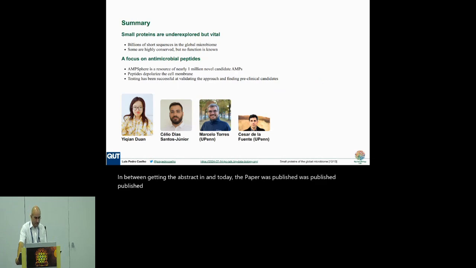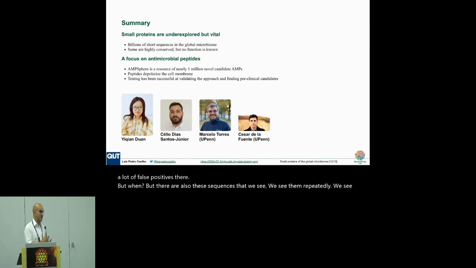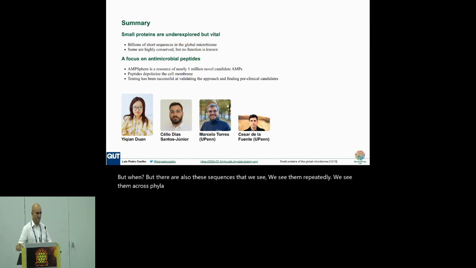So let me just say, to summarize, these small proteins are underexplored but vital. There's billions of short sequences in the global microbiome. Some of them are very highly conserved, and Curtis was also mentioning this earlier. We do know that in these billions there are a lot of false positives, but there are also sequences that we see repeatedly. We see them across phyla, across different habitats, across the world. No clue what they do, right?